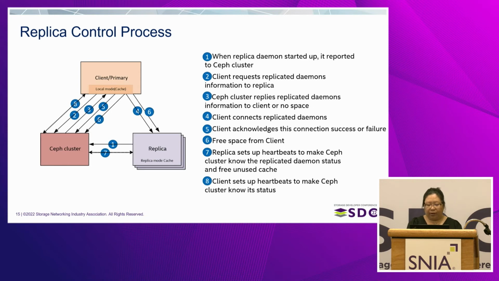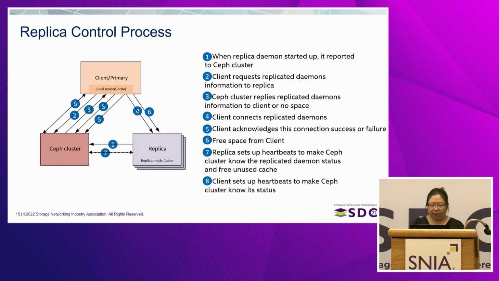The fifth control is that the client acknowledges this connection success or failure to the Ceph cluster. That means the client tells the Ceph cluster, we have set up a connection with the replica, and the replica has already allocated the space for me. So the Ceph cluster will convert the uncommitted cache info to the committed cache info.